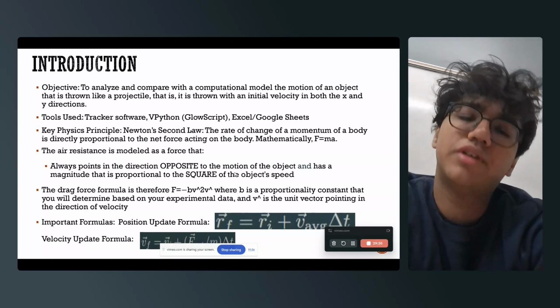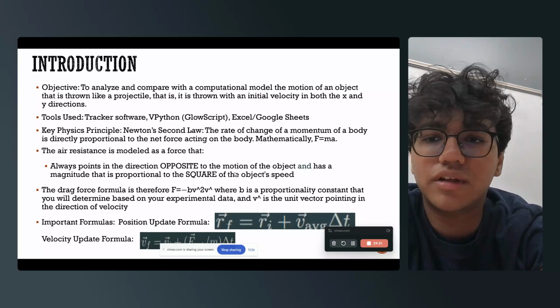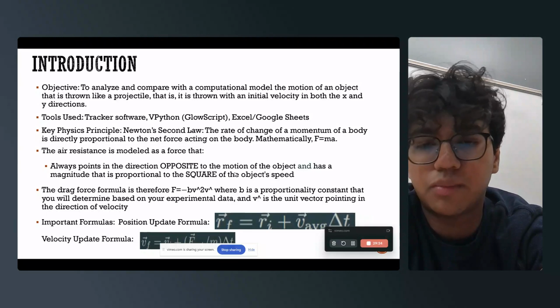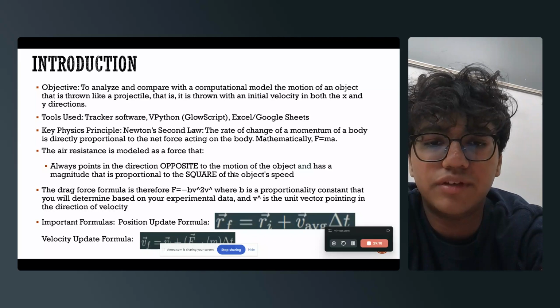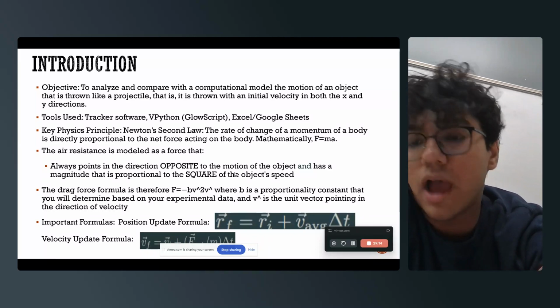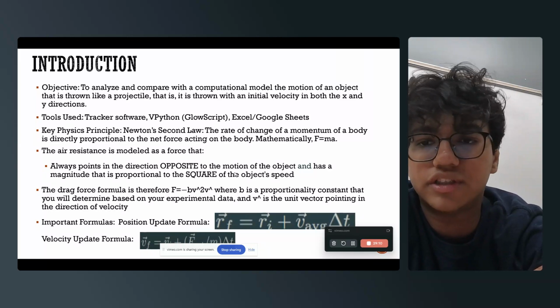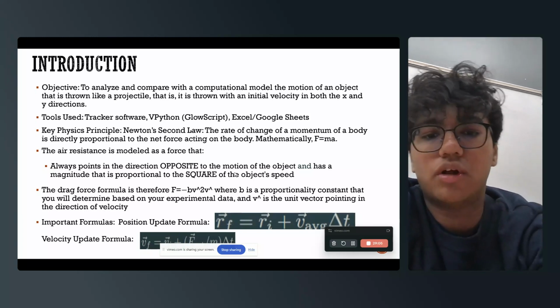With Newton's second law, the rate of change of momentum of a body is directly proportional to the net force acting on the body. Air resistance is modeled as a force that always points in the direction opposite to the motion of the object, and its magnitude is proportional to the square of the object's speed. The drag force formula is therefore F equals negative b v squared v hat, where b is a proportionality constant that I will determine based on experimental data, and v hat is a unit vector pointing in the direction of velocity. This formula is used with the position update formula and the velocity update formula.